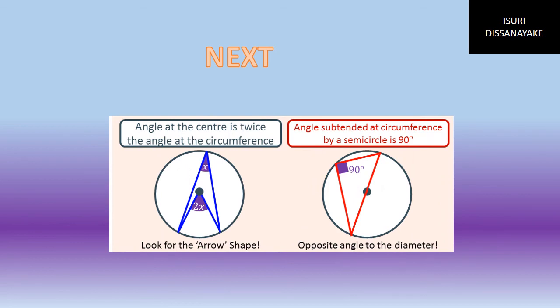In the next slide, we will discuss the angle at the center is twice the angle at the circumference, and also angle subtended at the circumference by a semicircle is 90 degrees. So in my next slide, we are going to learn about these two circle theorems.